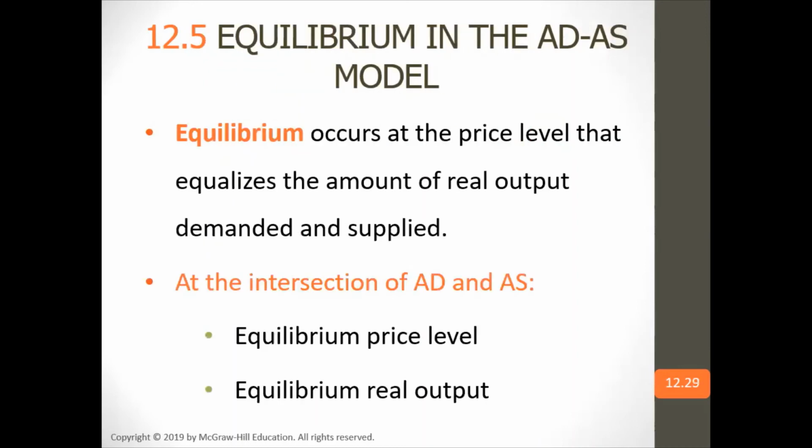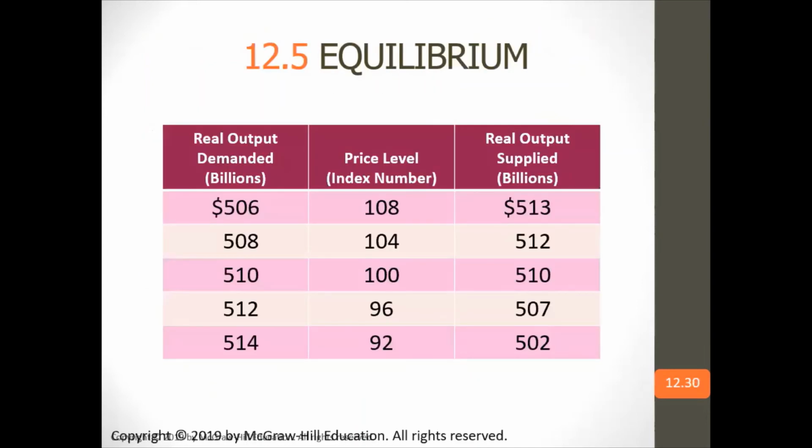So equilibrium occurs at the price level that equalizes the amounts of real output demanded and supplied. So at the intersection of AD and AS is the equilibrium price level and equilibrium real output. So what would be the equilibrium here based on this chart, everybody?